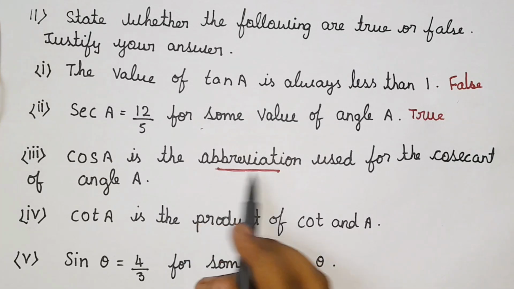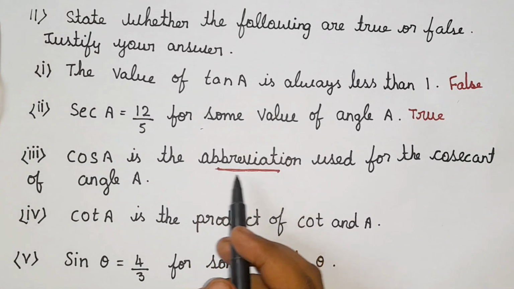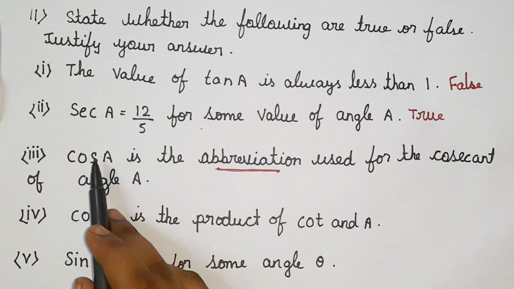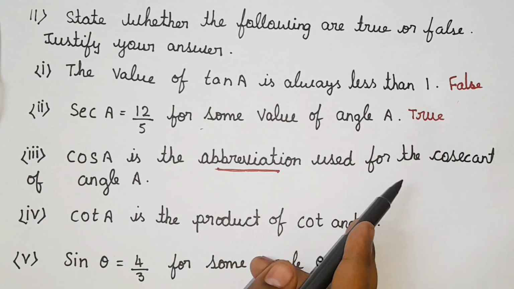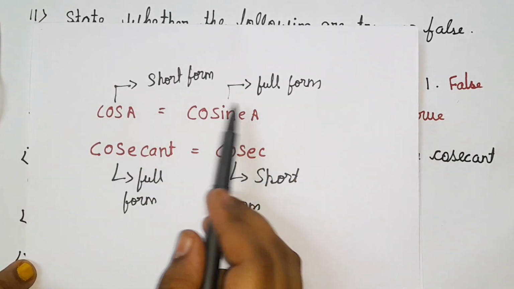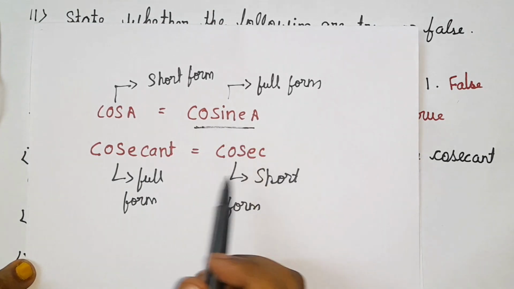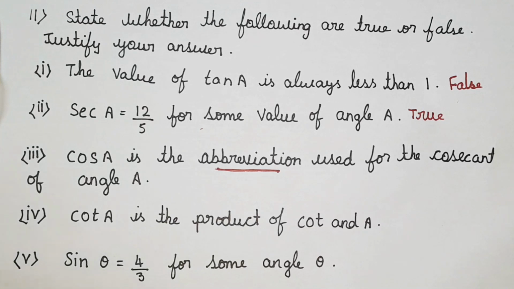So what is the meaning of this word abbreviation? The statement says cos A is the short form for cosecant A. Is it true or false? I just told you guys, cos A is the short form for cosine A, isn't it? Here they mentioned the word cosecant. So this is false, isn't it?